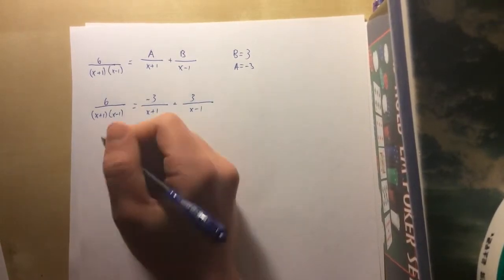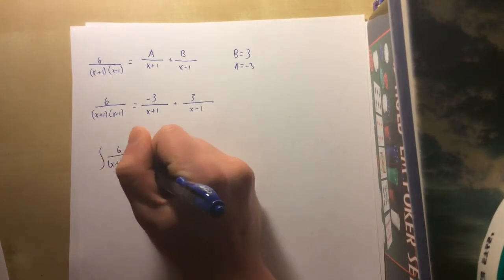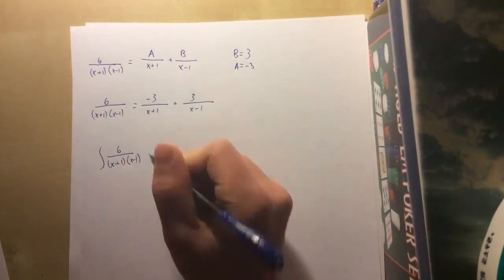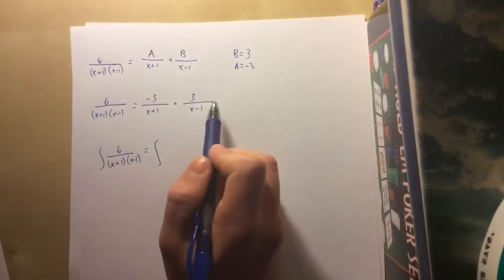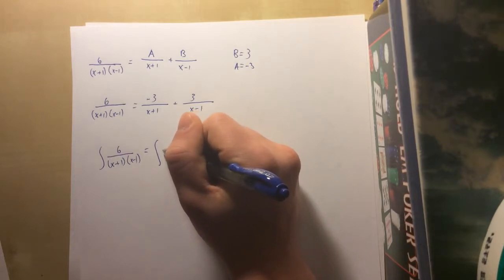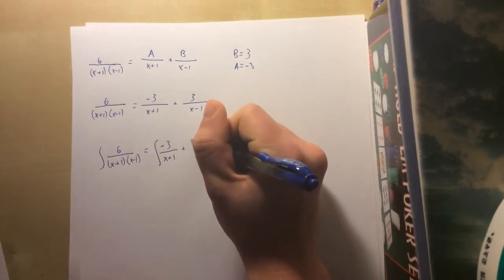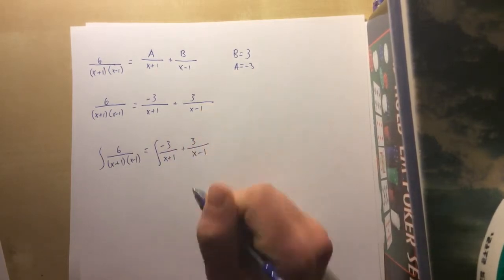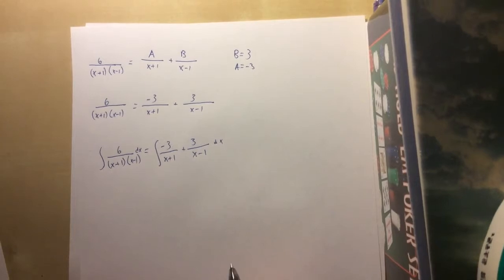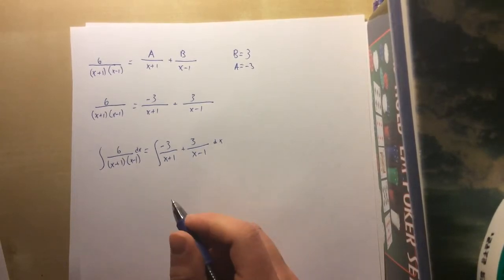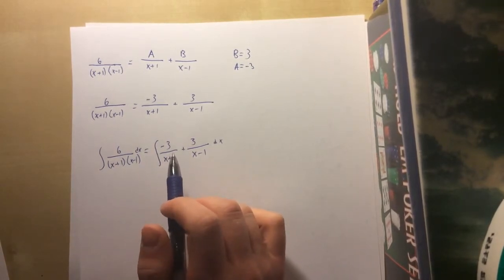So that was our integrand, and we were looking for the integral of this, and that's going to equal the integral of this other side. It's going to be the integral of -3 over x plus 1 plus 3 over x minus 1, and dx is in both of them. Now this isn't too hard of a question. We just have the integral of two different pieces. So let's look at the first piece.